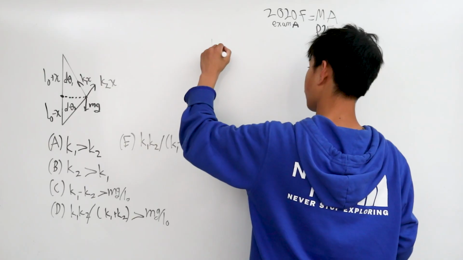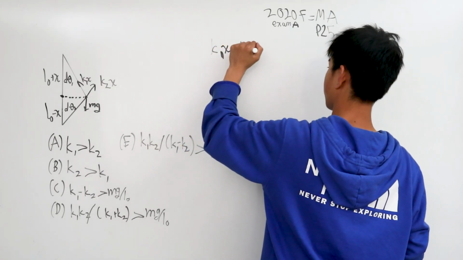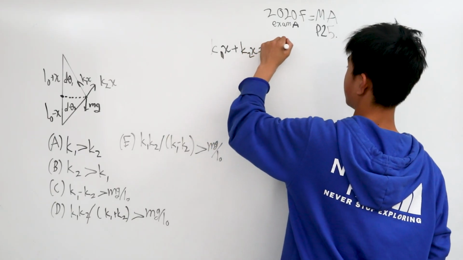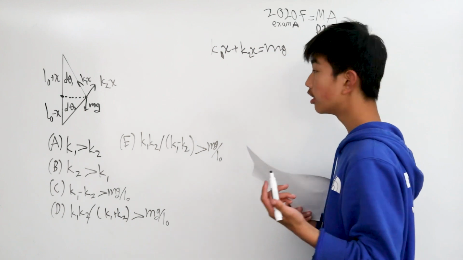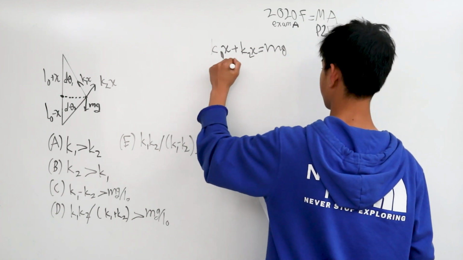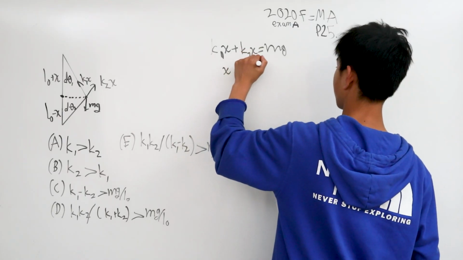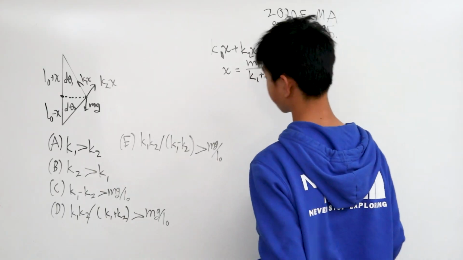spring constant K1 x plus K2 x is equal to mg. That's how much is being pulled down at that point right there. Then we can factor out the x from both these terms to get x equals mg over K1 plus K2.